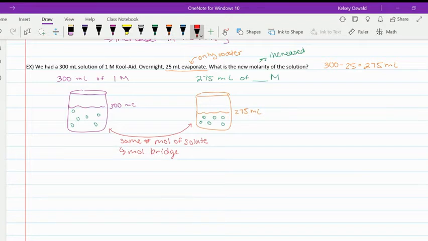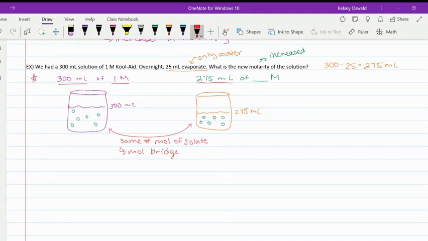Okay, we go away from our original solution to our new solution. So in deciding where to start, we want to look at which solution we have more information about. If we look at our original solution, we know our volume and our molarity, whereas our second solution, we only know the volume. So since we know more about that first solution, that's where we're going to start.